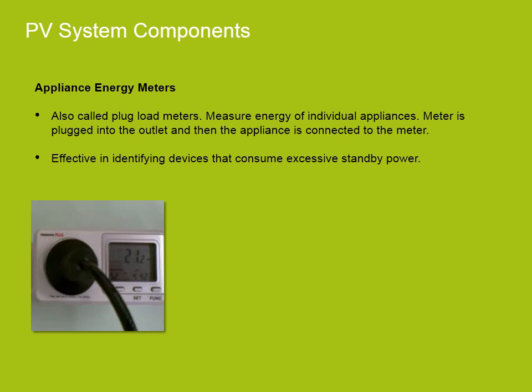You can also connect appliances directly into monitoring equipment to record the specific power use of individual appliances. There are a variety of models available on the market today, but they all work on the same basic principle. The meter is plugged into an outlet, and the appliance to be measured is plugged into the meter. Such meters can help in energy conservation by identifying major energy users or devices that consume excessive standby power.